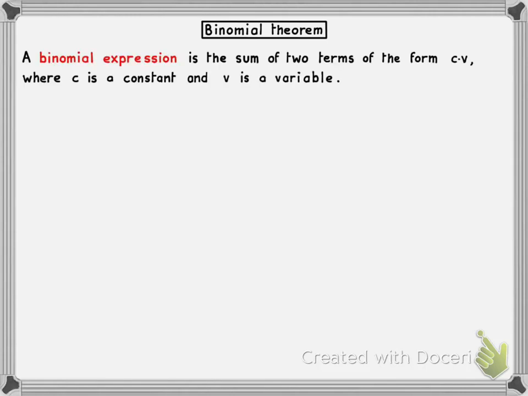Welcome to this lecture on the binomial theorem. In this lecture, we're also going to review some combinatorial proofs. So let's start with the definition. A binomial expression is the sum of two terms, each of which is a constant times a variable.